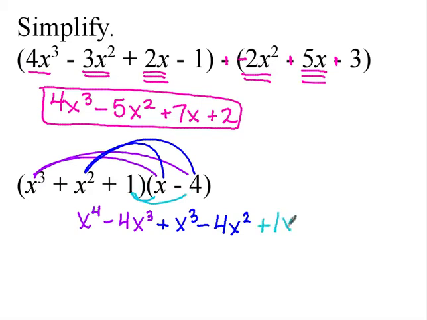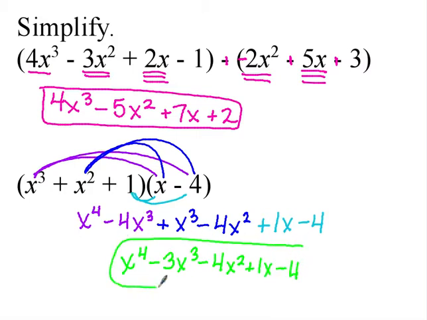Yep. So now, in order to come up with our final answer, we need to go ahead and look at like terms. Do I have any like terms that I can add? Okay, yep, so I end up having x to the 4th. There you go, and there's your final answer. Questions on that? So we can handle adding and subtracting polynomials and then multiplying polynomials.